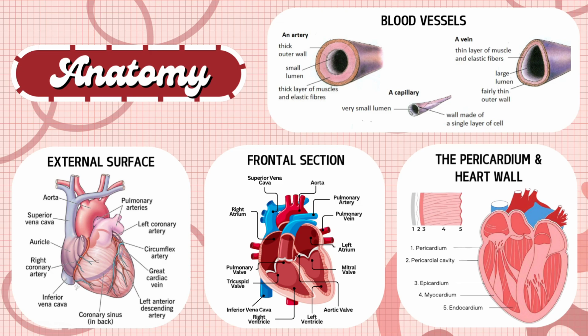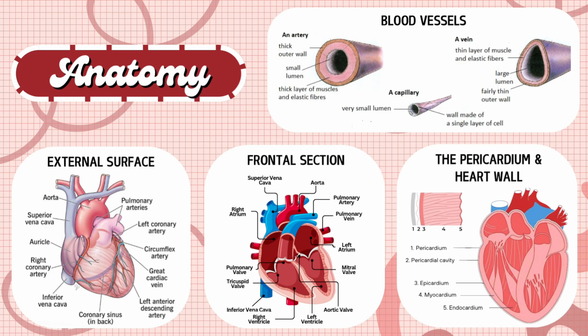And lastly, the valves. First is the tricuspid valve, which is located between the right atrium and right ventricle, ensuring blood flows in one direction. Next is the mitral valve, which is located between the left atrium and left ventricle, also ensuring one-way blood flow. Pulmonary valve, between the right ventricle and pulmonary artery, and the aortic valve, which is located between the left ventricle and the aorta. Finally, the heart is covered with several layers.